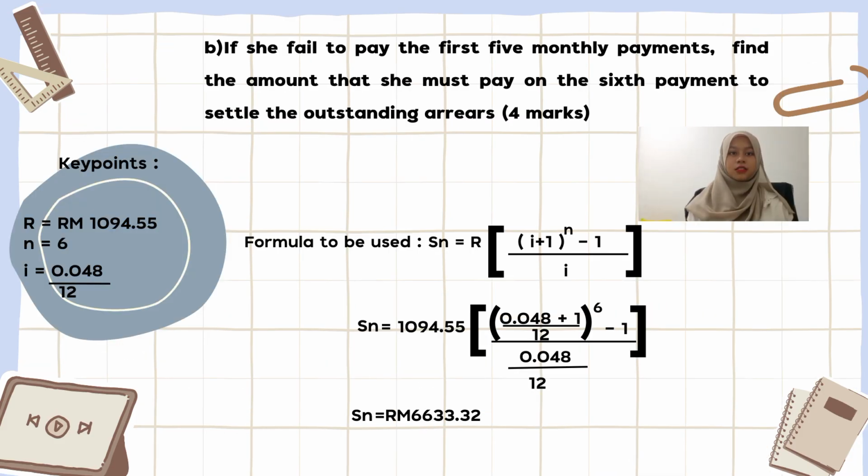Next, moving to the second question. The n is 6 because Alicia had outstanding from the first 5 months and she wants to pay on month 6. We want the outstanding value to settle the outstanding arrears. Firstly, we have to identify which formula we use. So, the correct formula to use is the future value formula, which after the calculation gives 6,633 ringgit and 32 cents.